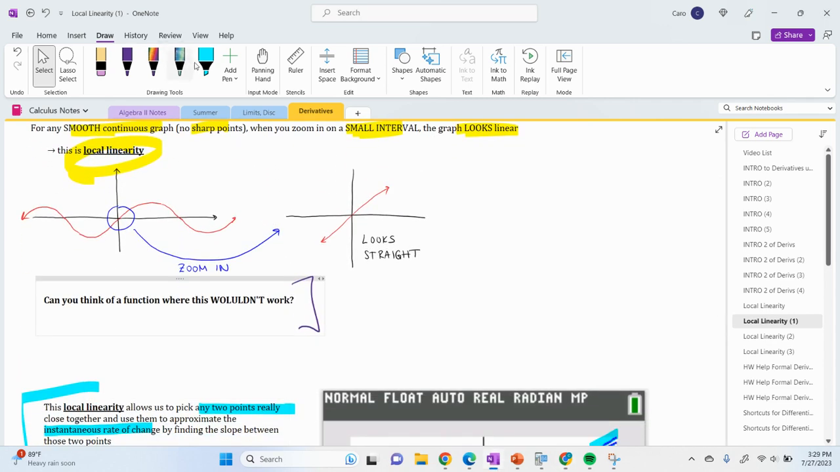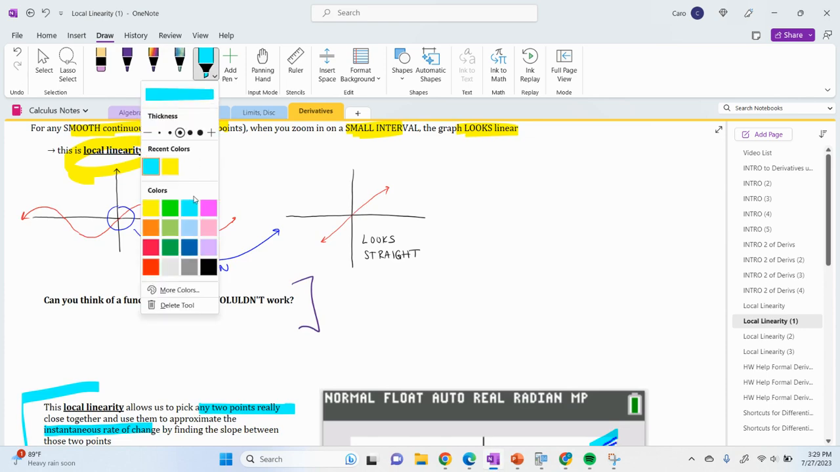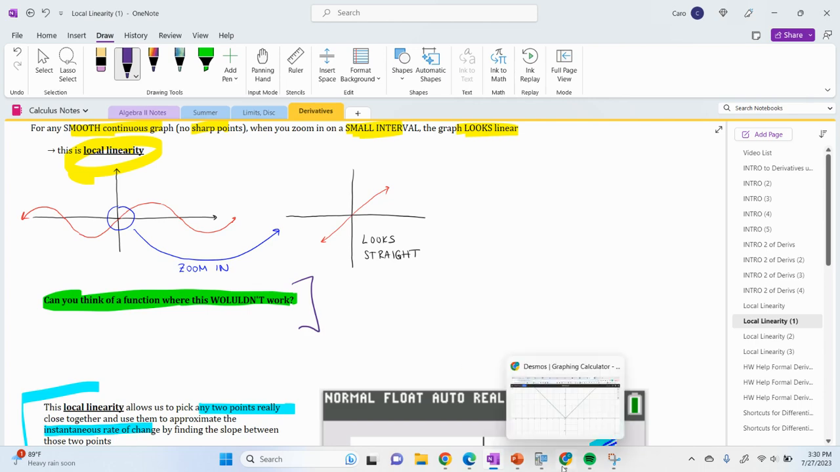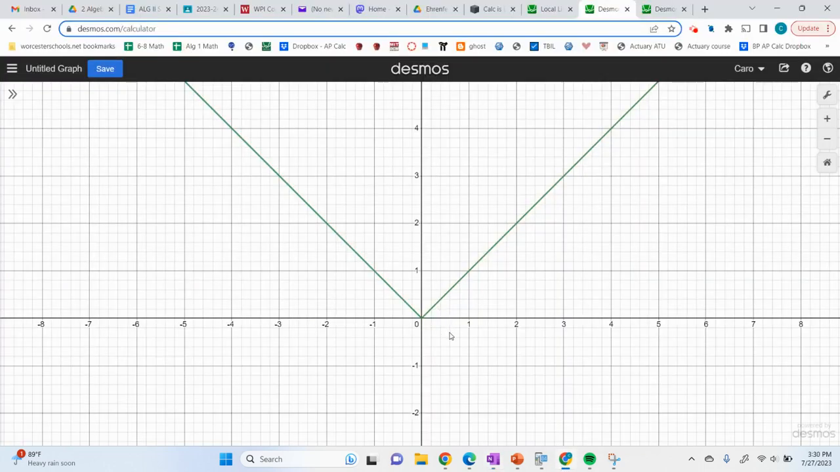I'm going to give you two vocab words. Well, actually, only really one of them is going to actually be a vocab word here. When would this not work? So is there any function that's not locally linear? What does it mean to not be locally linear? That would mean if you zoom in over and over and over again, the function never appears straight.